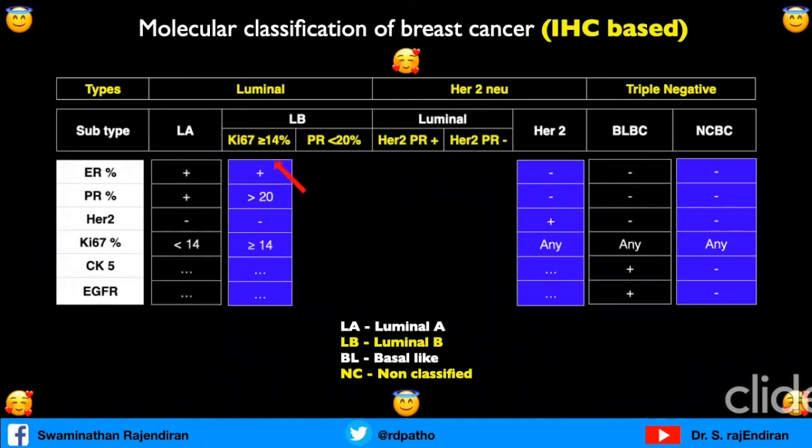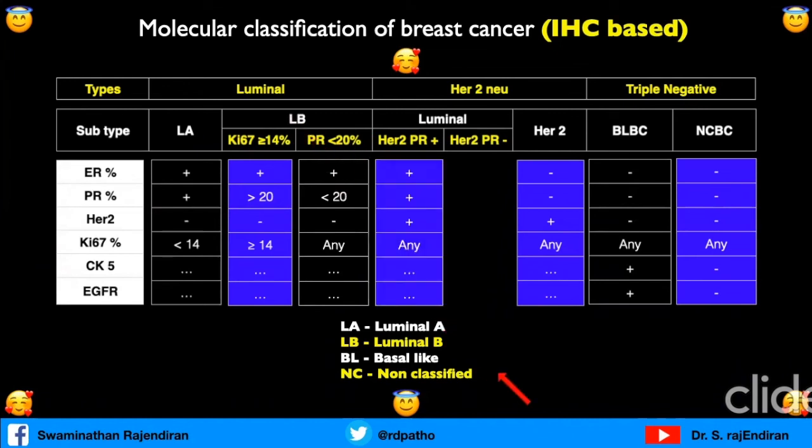Ki67 more than 14% falls under this category, and when the PR is more than 20%. And when the PR is less than 20%, you call it luminal B, PR less than 20%. And when HER2/neu is positive along with the luminal and the PR, it is called HER2 PR positive. And when ER is positive and PR is negative, we call it HER2 PR negative. Okay. All of you please take a snap of this. This is the molecular classification, because in our country we cannot do NGS because it is so costly, but depending upon the immunohistochemistry, we can tell the clinicians what treatment they can give.